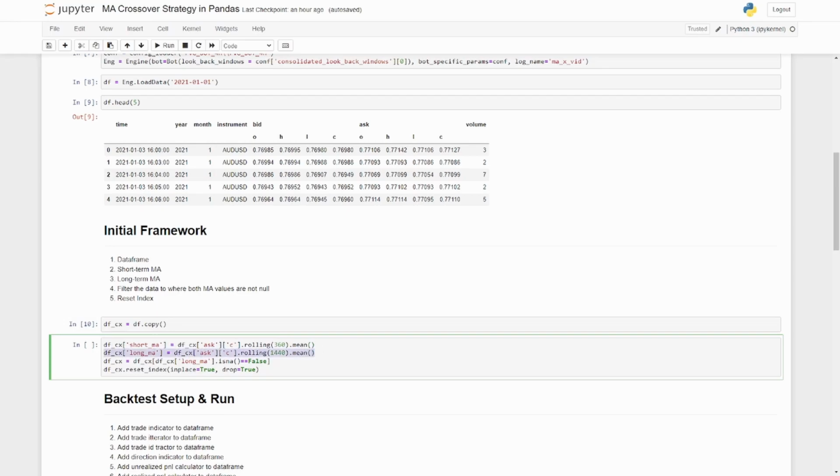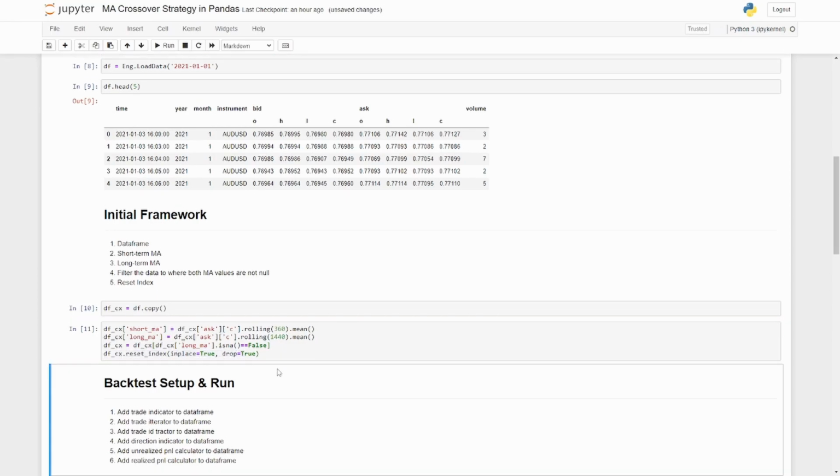We're going to do the same thing for our long moving average. And then we're going to filter the data frame. This third line here says that anywhere the long moving average is false, we're going to filter that out, meaning that it's going to remove the first 1,439 rows of data, simply because we don't have the data to support having two moving averages at that time. And then we're going to reset our index and drop it. So let's just run that real quick.